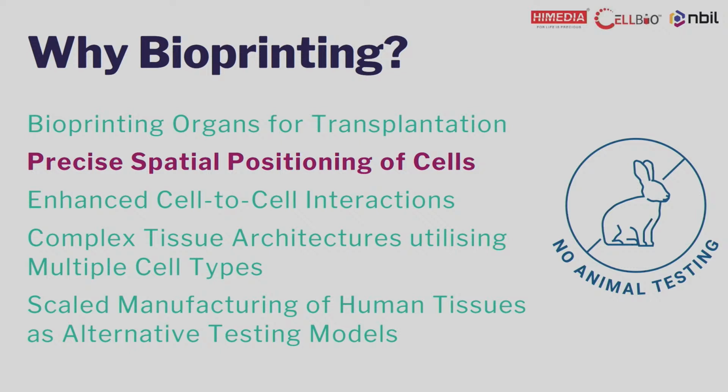Since this is a machine-controlled setup, if you see this machine, it has 3 axes, right? X, Y, and Z. Now, you can control where the cells have to be positioned and in what shape. You can control the deposition of cells in a certain shape as well, which is very difficult to do through hand pipetting or any manual method. So this is again a very good advantage of using a bioprinter over any traditional methods of culturing.